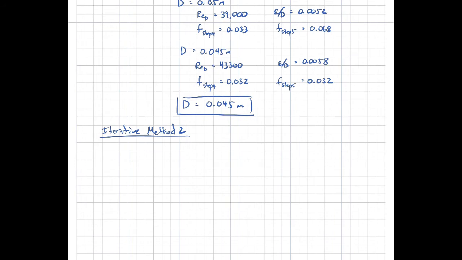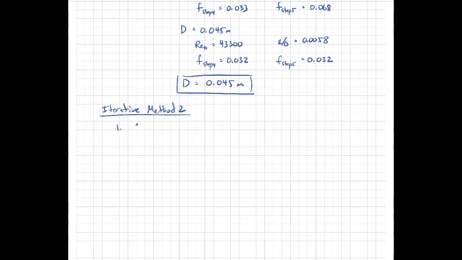Okay, so this is just another way that you can iterate through this. So in this one, step 1 is choose a value for the diameter, just like we did in the previous one. Then step 2 is also to calculate the Reynolds number, just like we did before. Same thing with step 3, calculate the relative roughness. So far, the algorithm looks pretty much the same as what we did previously. And in fact, step 4 is the same as well. Find friction factor from the Moody plot.